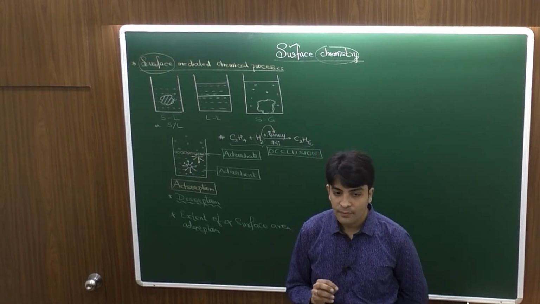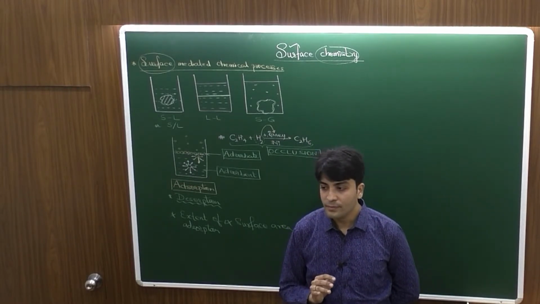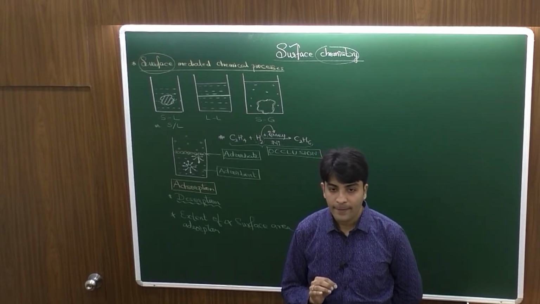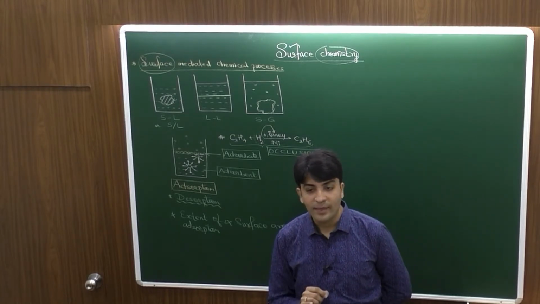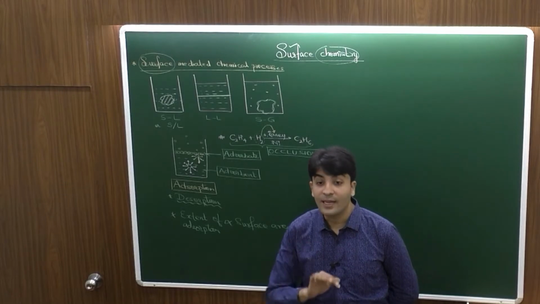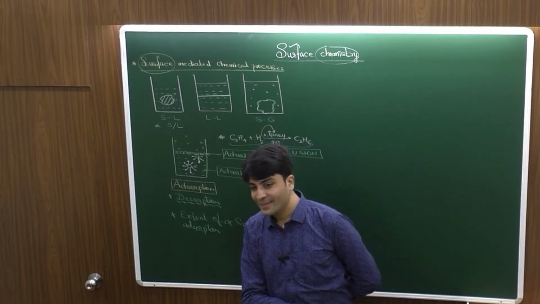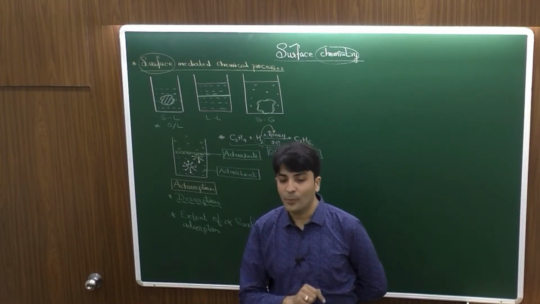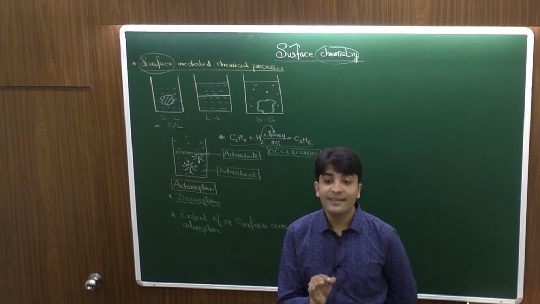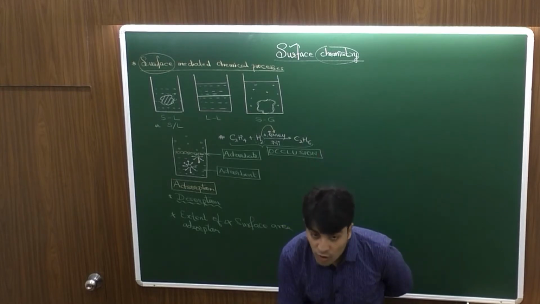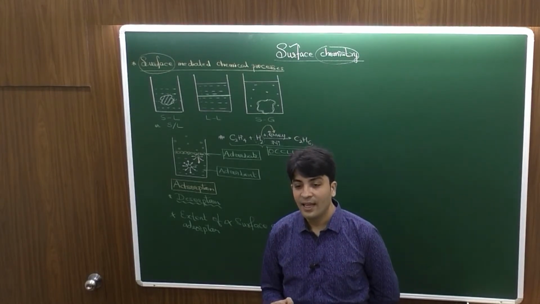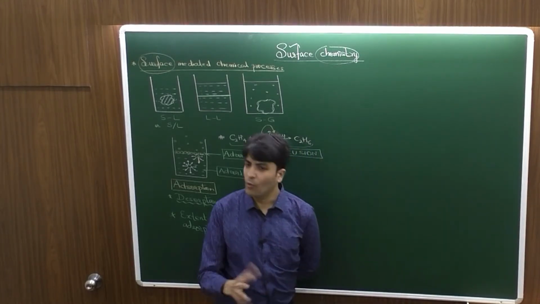CaCl2? What is its function? It's a dehydrating agent. That means it removes water. How does it remove it? By absorbing. Here, it absorbs. Anhydrous calcium chloride absorbs the water molecule. Silica gel adsorbs the water molecule. Now what is the difference?